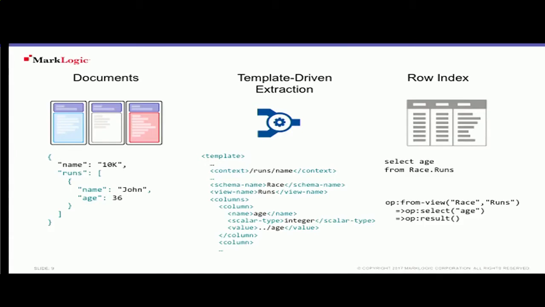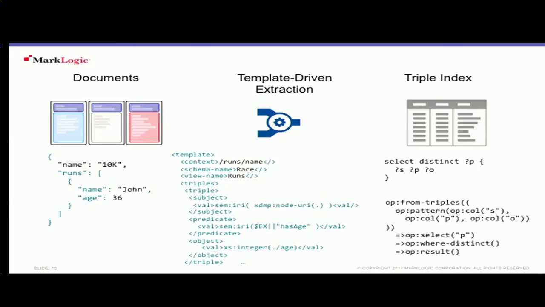the Optic API, which is a fascinating thing which I'm not going to talk about very much, but you can see a little snippet of the Optic API code there underneath the SQL on the screen. In addition to pulling out rows, you can do exactly the same to pull out triples from a document. So in the same way, you'd write a template to say, well, here's where you find the subject and the predicate and the object for that triple in that document. And then that triple becomes available to SPARQL queries.